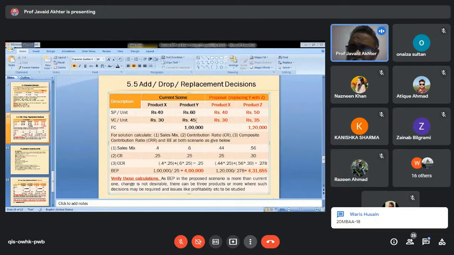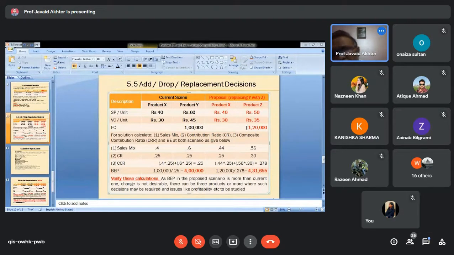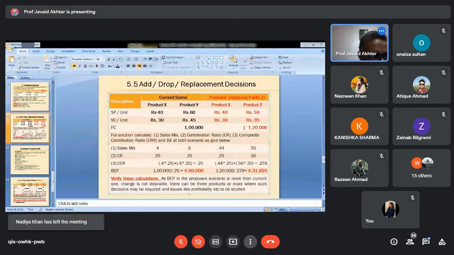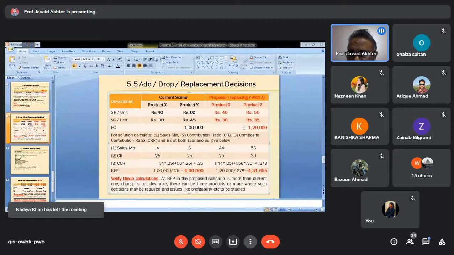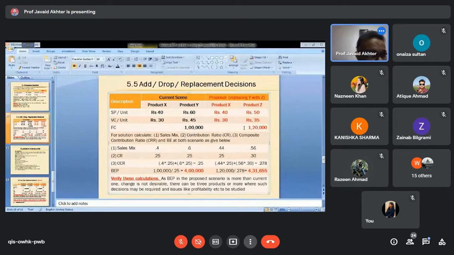Listen. Fixed cost is not of a product Z. Fixed cost is combined fixed cost of X and Z. 1 lakh is the combined fixed cost of X and Y. 1,20,000 is combined total fixed cost of X and Z. See, what do you include in the fixed cost? I'll explain to you with the help of an example. Give me some common example. A very common example could be rent of the building, rent of the factory, isn't it? Yes, sir. It is common.